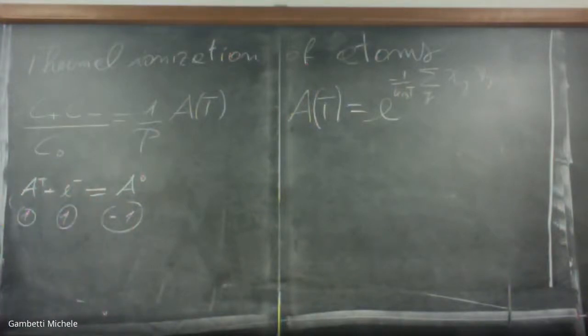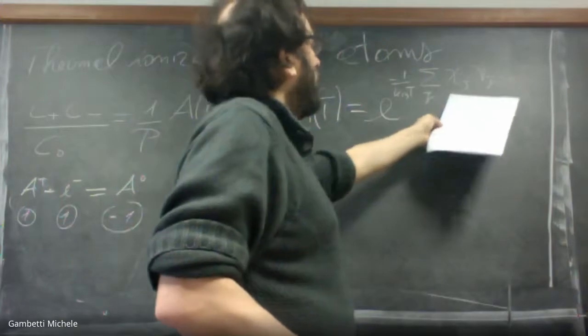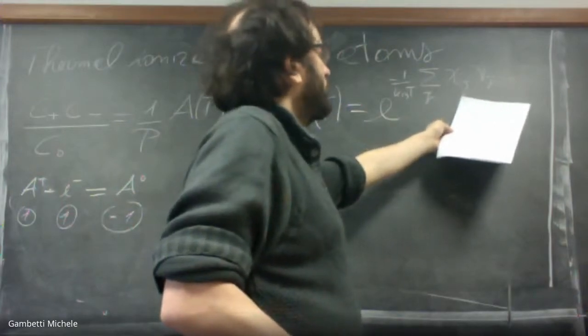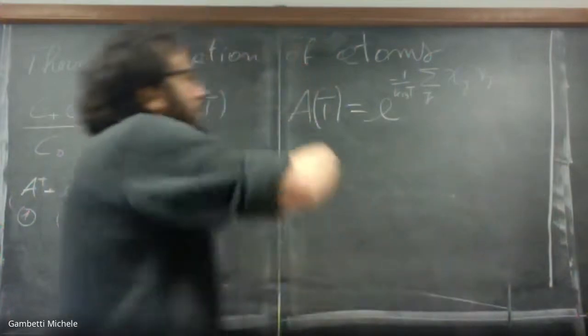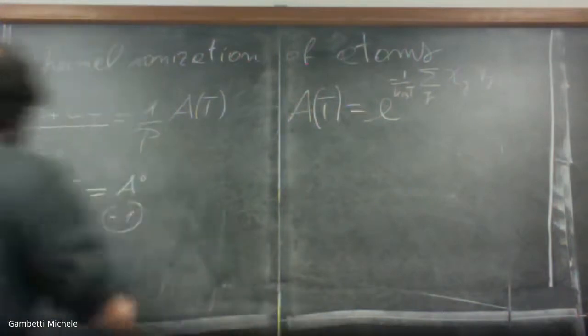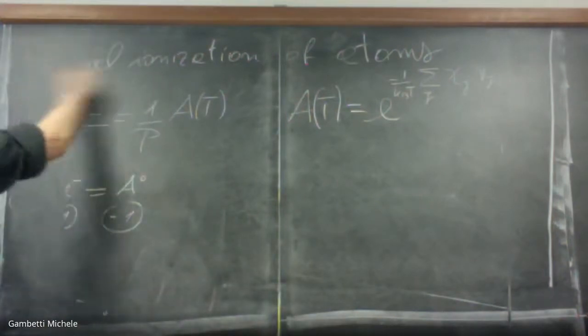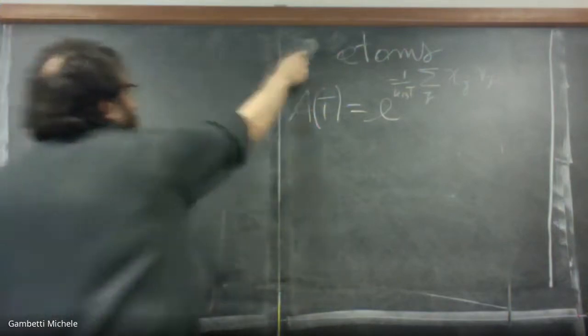Now I have to compute basically this quantity, the three chemical constants for the three components of the gas. Then I have to do the exponential, and then I will have my mass action law. So let's try now to compute these three chemical constants.